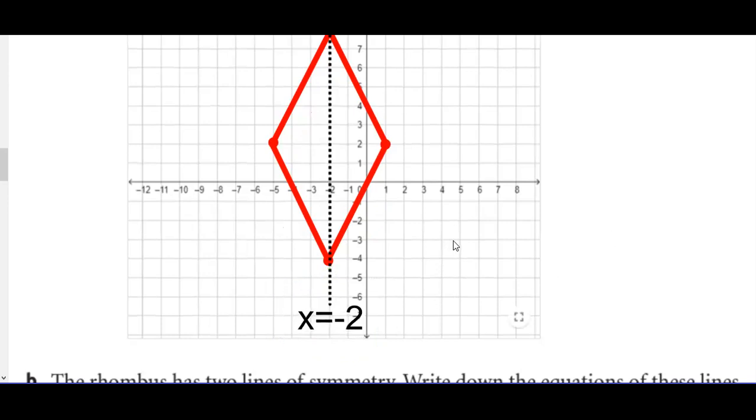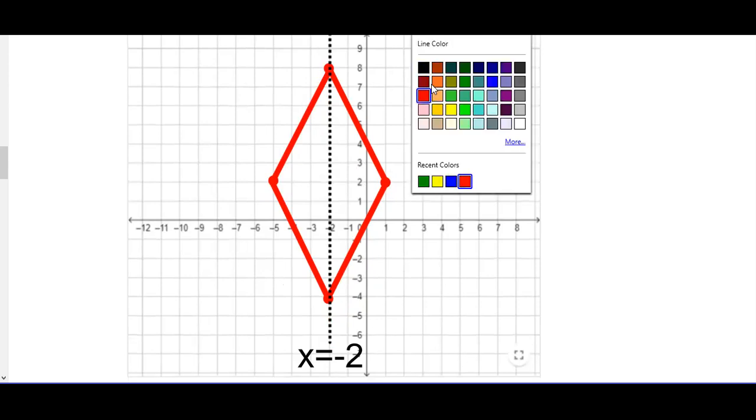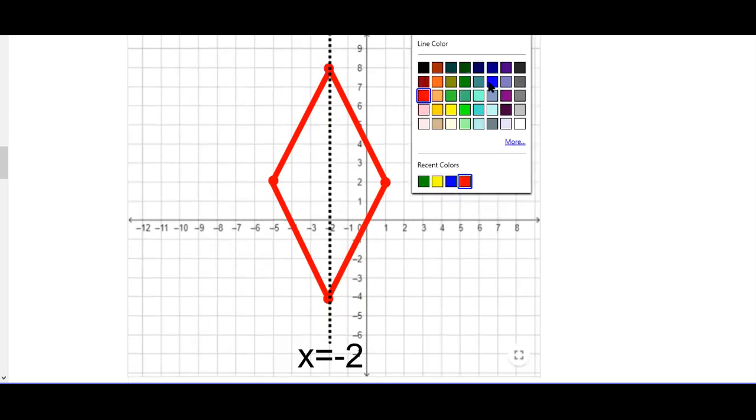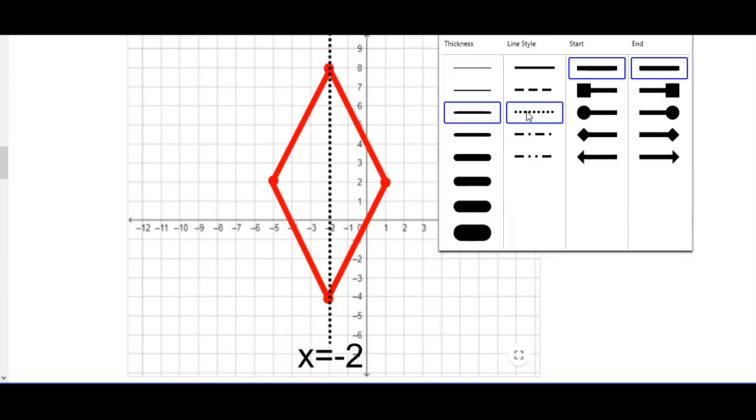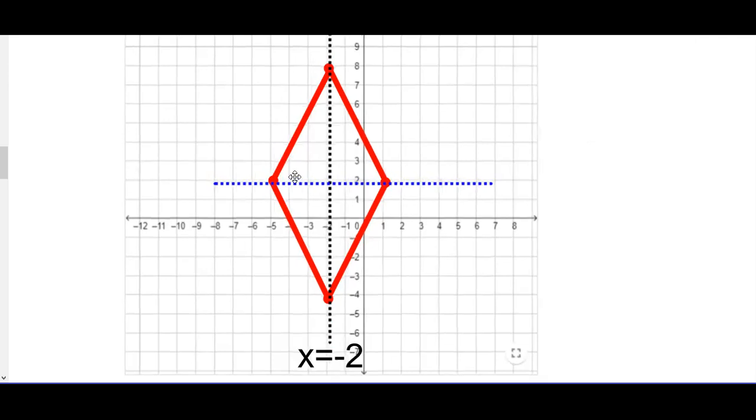Okay, how about another line of symmetry? Can I have another line of symmetry? Yes. Another line of symmetry is when you do it horizontally, and this is very easy to predict how that line of symmetry will be going through. Let me draw another line of symmetry, and this will be going horizontally like this. Can you see that? That is another line of symmetry.